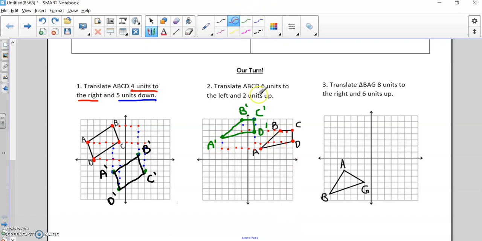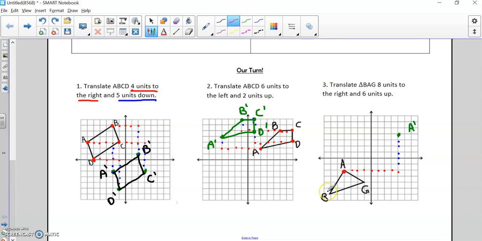I'll do one last example with you. This time we have triangle BAG. We're going to take it and go 8 to the right. So 1, 2, 3, 4, 5, 6, 7, 8. 6 units up. 1, 2, 3, 4, 5, 6. And we can then place our A prime.